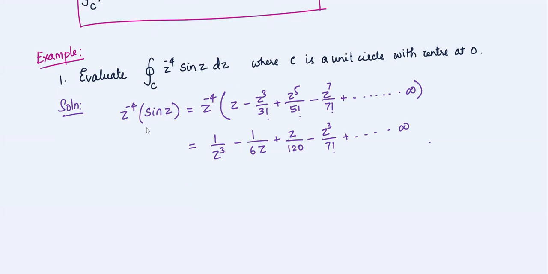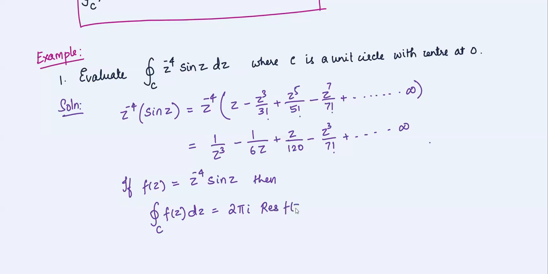I want the integral of f of z. If f of z is sine z by z power 4, then the integral over a closed loop about its pole, z equal to 0 is the pole of higher order, of course, can be written as 2 pi I times residue of f of z at z equal to 0.